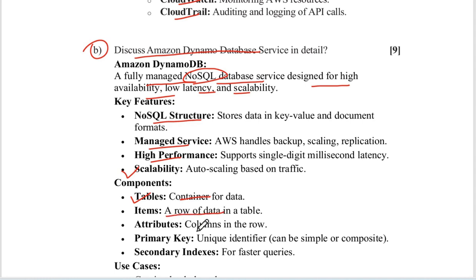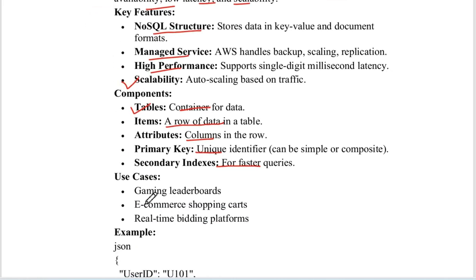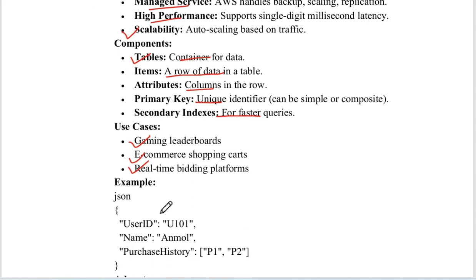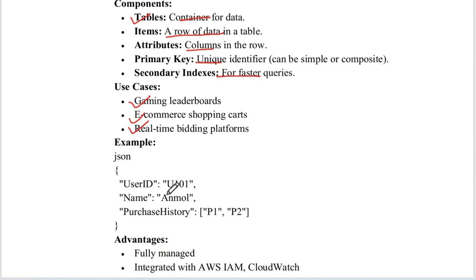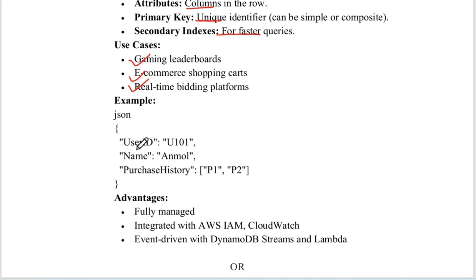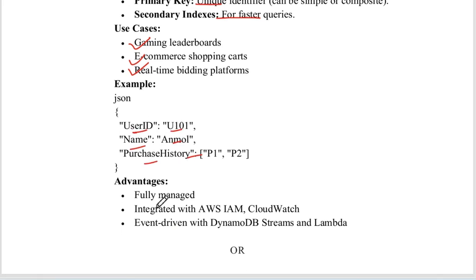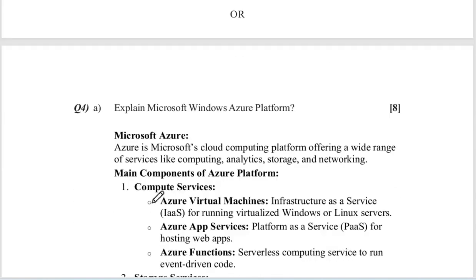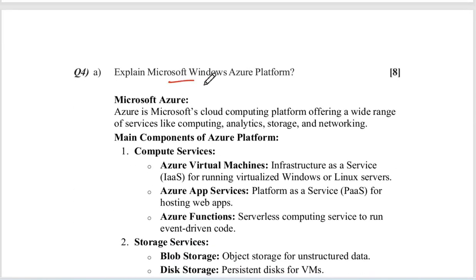A row of data is an item. Attributes are columns. A primary key is used, and secondary indices are also used. It can be used for gaming, e-commerce, and real-time bidding platforms. In the example of DynamoDB, you can see that key-value pairs are used: user ID, name, and purchase history. So these are the examples.